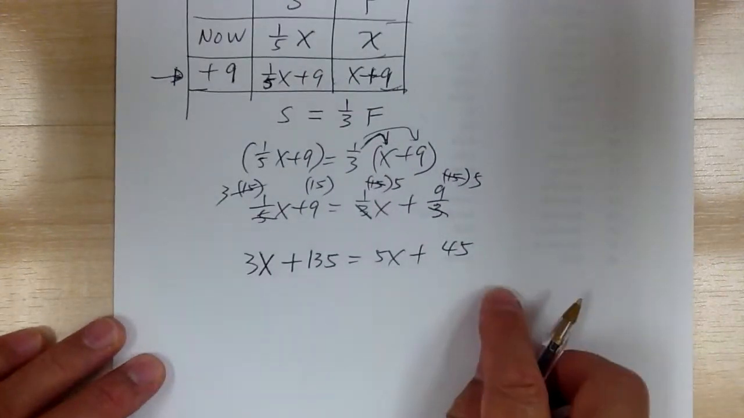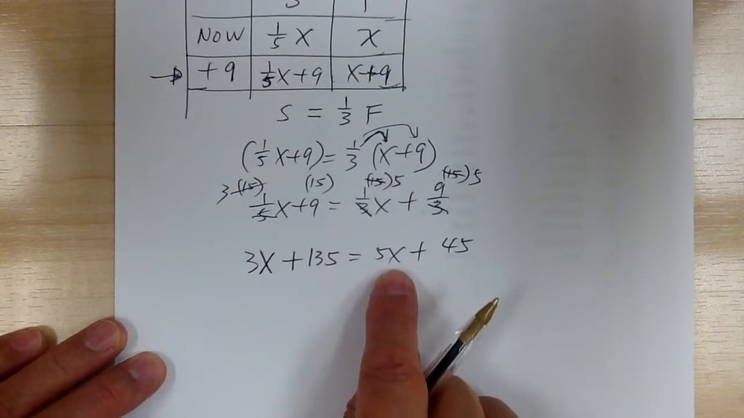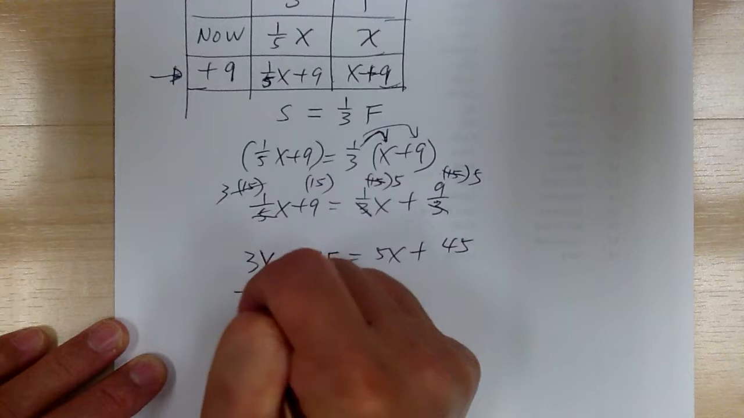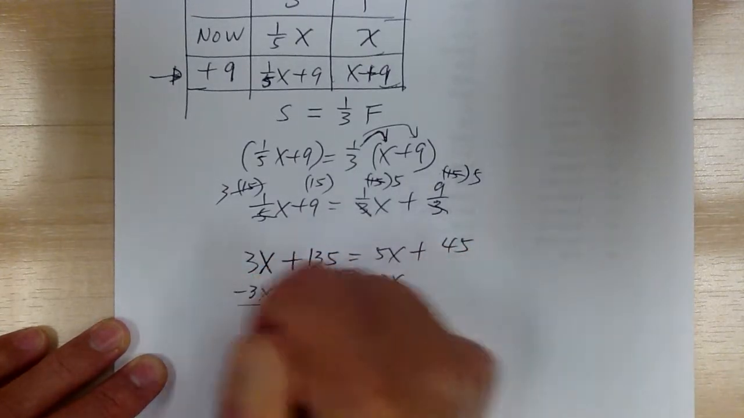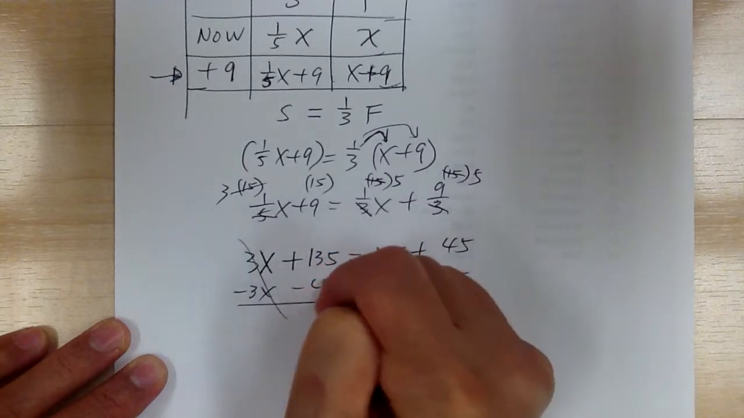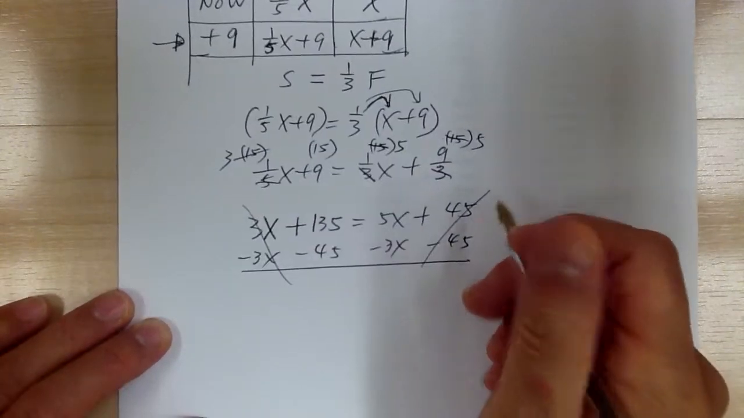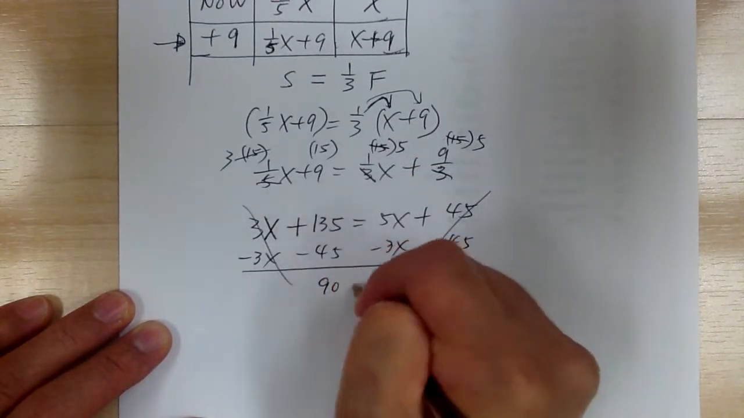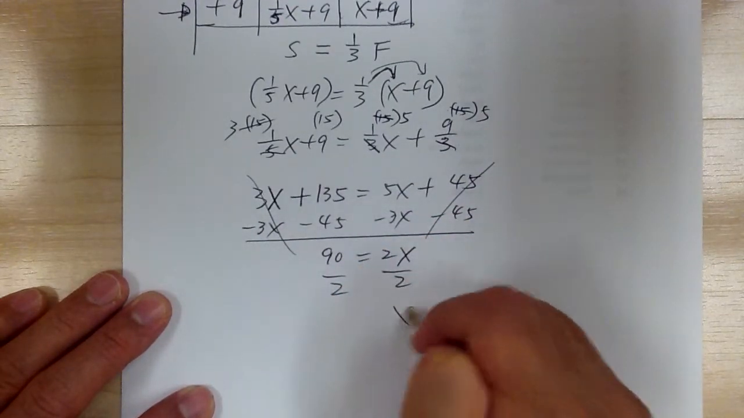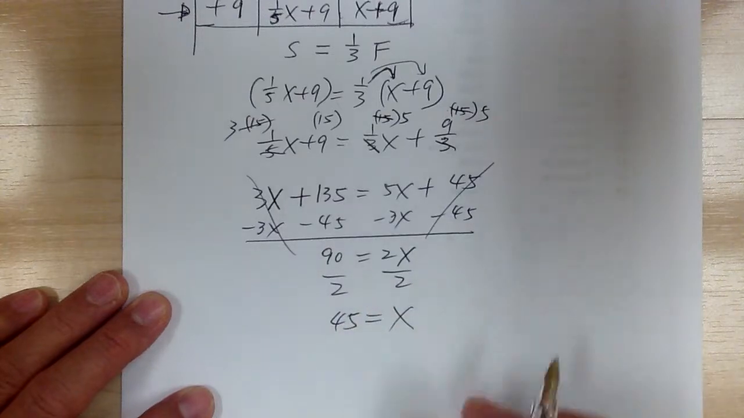So now you're ready to solve. Since the bigger x is on this side, I'm going to move the x to this side and the number to this side. So minus 3x, minus 3x, so this will cancel out. Minus 45, minus 45, so this will cancel out. So this will give me 90 equal to 2x. Divide by 2, divide by 2. So x equal to 45.